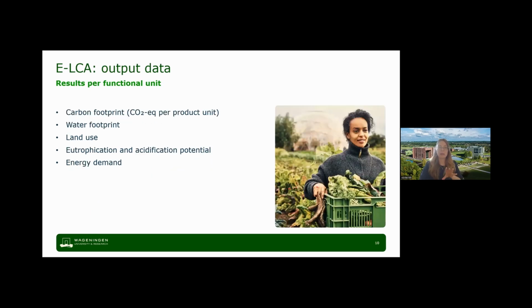And what would then be an output of an environmental LCA? So all of these inputs are modeled, and then what comes out is the environmental impact on certain topics, as I already presented briefly before. So that would be the carbon footprint, for example, water footprint, acidification, eutrophication, things like that. I will present later the examples of the results and what it might look like.